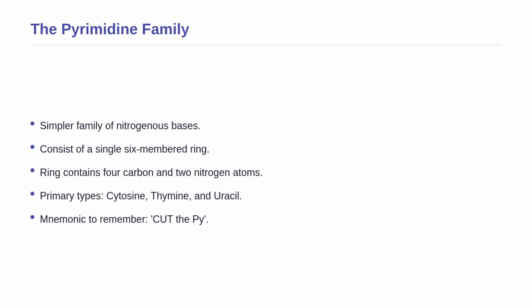Now that we know what nitrogenous bases are, let us look at the simpler of the two families, the pyrimidines. A pyrimidine consists of a single, compact, six-membered ring made up of 4 carbon atoms and 2 nitrogen atoms. The primary pyrimidines found in living things are cytosine, thymine, and uracil. A helpful trick for students to remember these specific bases is the mnemonic "cut the pie," which stands for cytosine, uracil, and thymine. This simple memory tool will help you easily identify them.